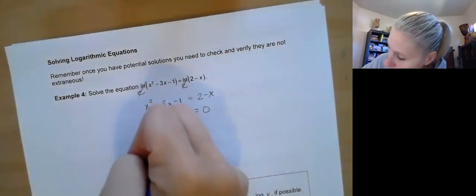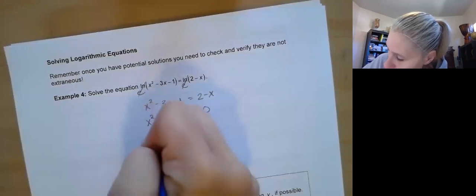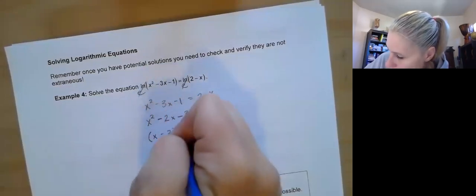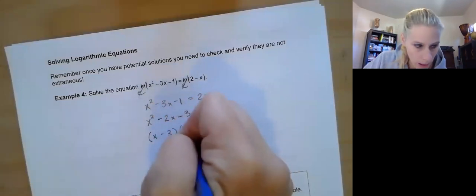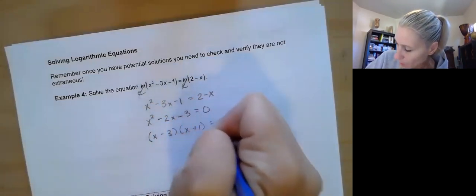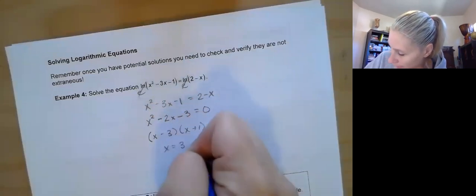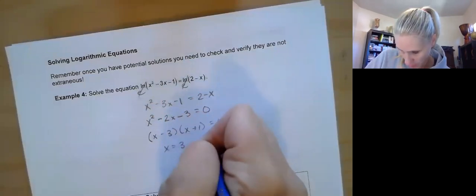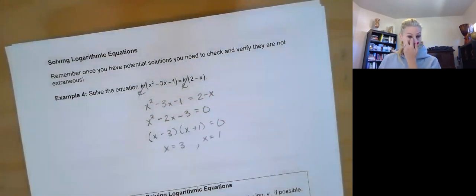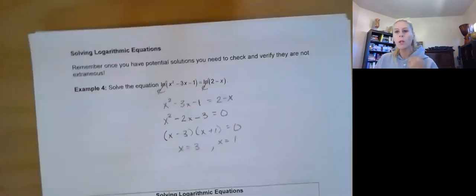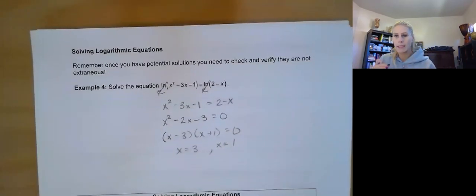Now, when I factor this, I end up with x minus 3 times x plus 1, which gives me x equals 3 and x equals 1. Now, remember we talked about domain. It has to be greater than 0. No negatives, no zeros. So what happens is we have to double check.